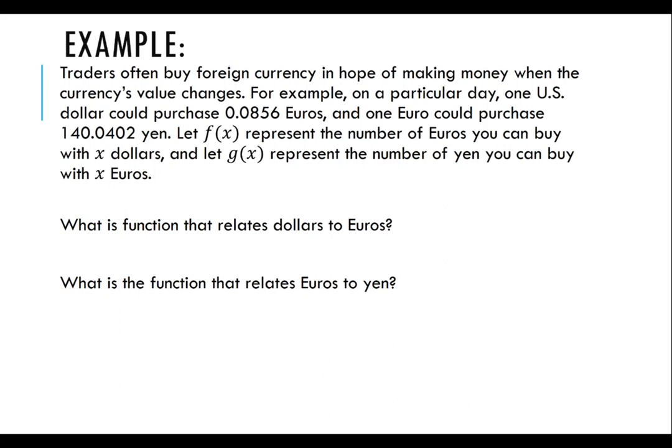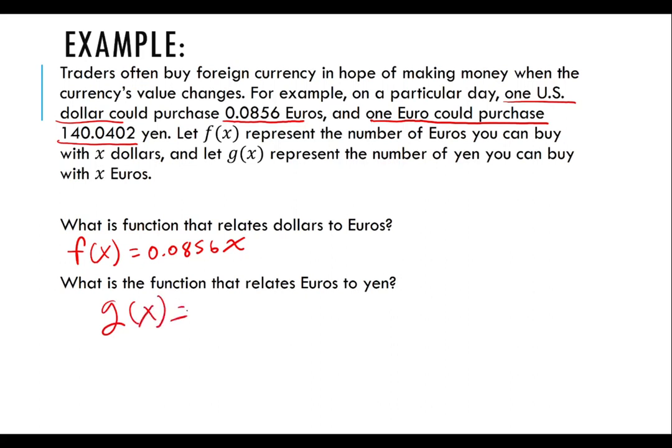So let's write a function that relates dollars to euros. And so that is f of x. Well, we see that 0.0856 euros could be purchased by 1 US dollar. And so for every US dollar, you get 0.0856 euros. So we could write this as 0.0856 times x. Then if we want a function that relates euros to yen, 1 euro can purchase 140.0402 yen. So the function g of x is equal to 140.0402 times x, where x is euros in this situation.